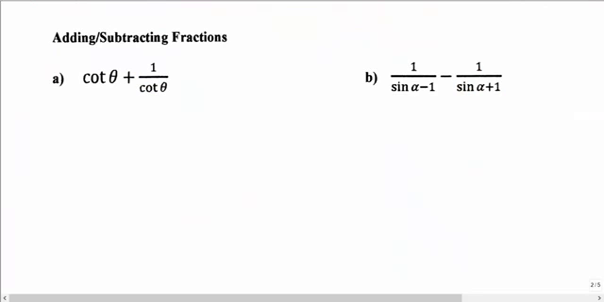So this would be the complete factorization. Now we want to look at the idea of adding and subtracting fractions when trig functions are involved.